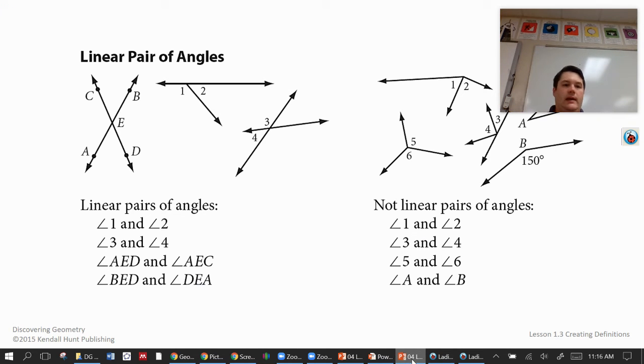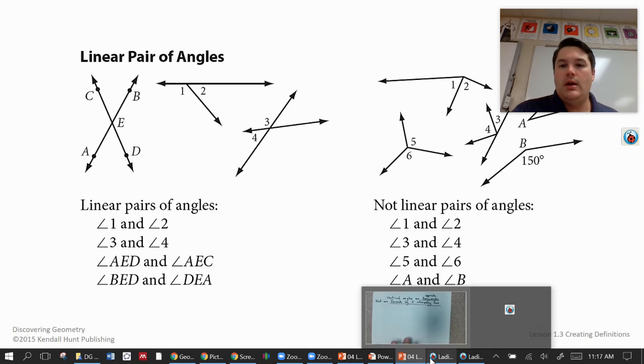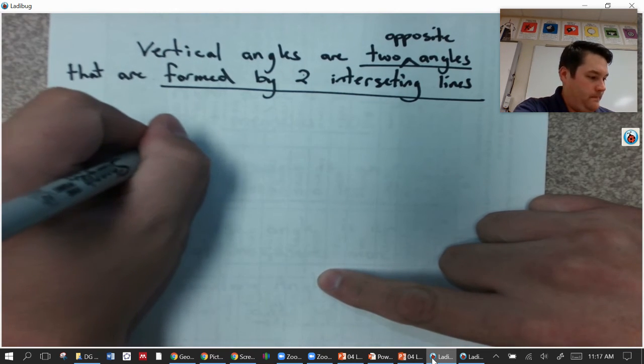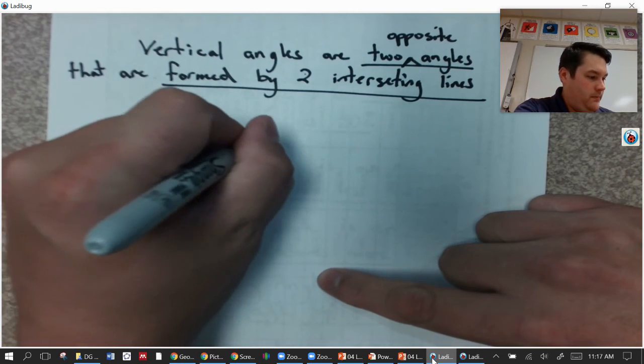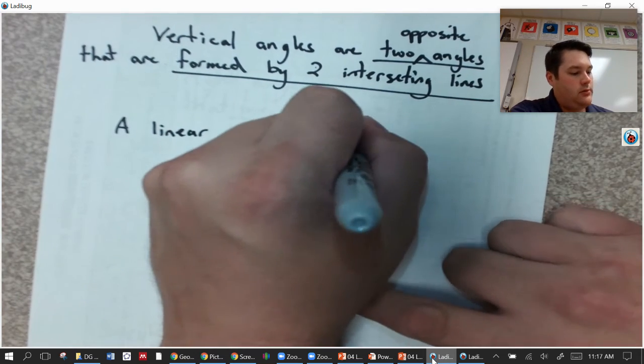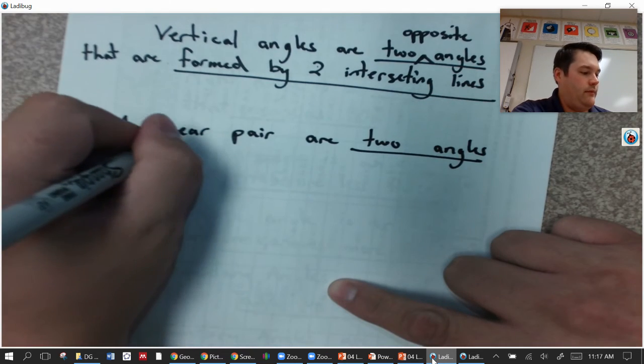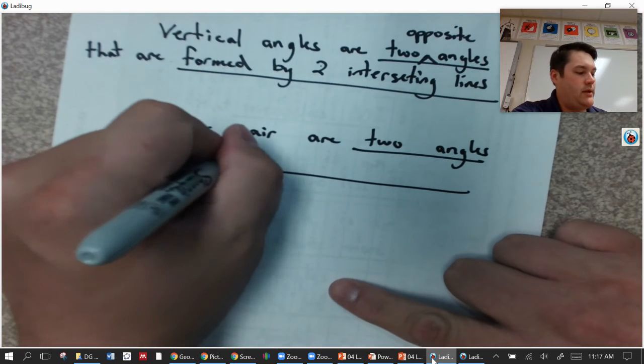Next up, we've got a linear pair of angles, and this one is definitely a tricky one. And this is the last one, thankfully. Okay, so this one's a kind of tricky one. The definition your book gives, I personally don't like that very much. I usually go with a linear pair are two angles that form a straight line.